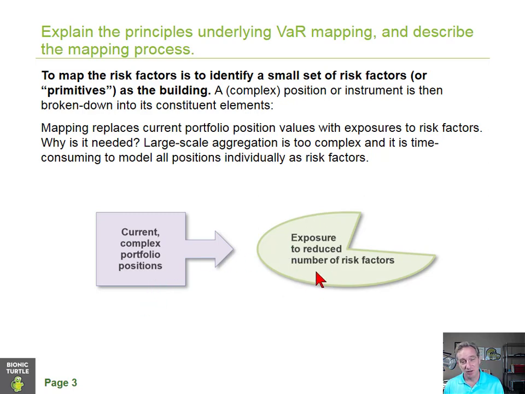We probably just need to identify the primitive factors and map our portfolio to that reduced set of primitive factors, and maybe that gets us 80, 90, 95, 98% in terms of accuracy of the portfolio. So it might remind you of principal component analysis. I would say that philosophically it shares a lot in common with that. So that's why the primitives are so important here. Large scale aggregation is too complex, and it is too time consuming to model all positions individually as risk factors.